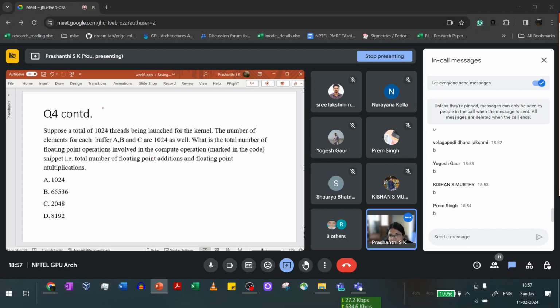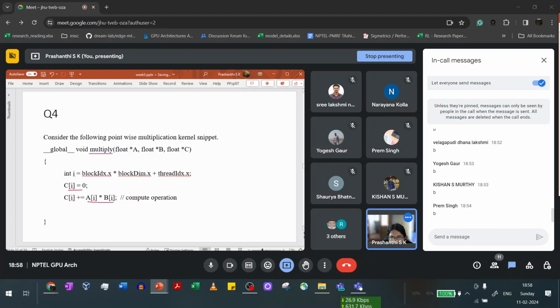Now this is a question. Suppose a total of 1024 threads are launched for this kernel. The number of elements for each buffer A, B and C are also 1024. What is the total number of floating point operations involved in the compute operation marked in the code?